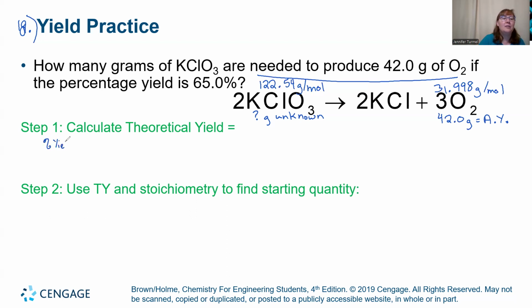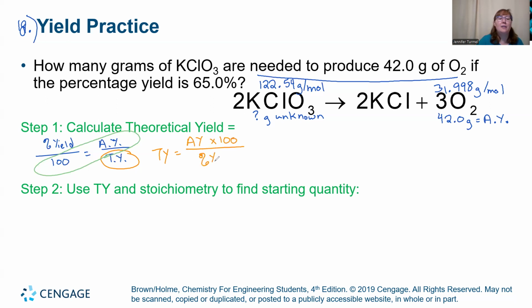So we have percent yield over 100 is equal to actual yield over theoretical yield. This is what I love about proportions, I find that they're so easy. If I'm solving for theoretical yield, then I'm going to cross multiply like this. And this means that my theoretical yield is equal to my actual yield times 100 divided by my percent yield. Okay, there we go.